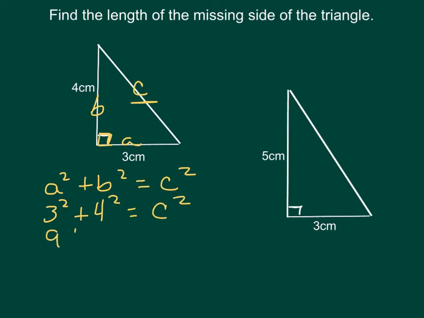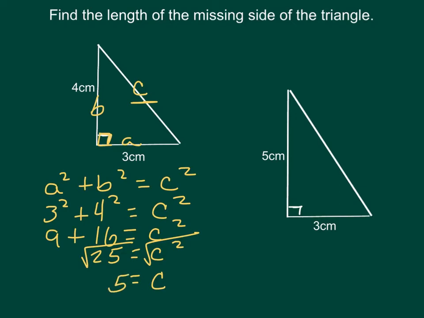So 9 plus 16 equals C squared. So 25 on this side equals C squared. Now to undo a square, you want to take its square root. So we're going to take the square root of C squared, that gives us C, and do the same to the other side. The square root of 25 gives us 5. So we know that C equals 5 centimeters.